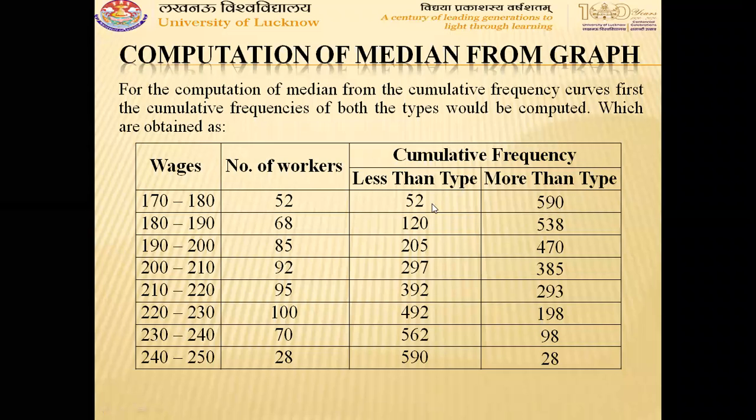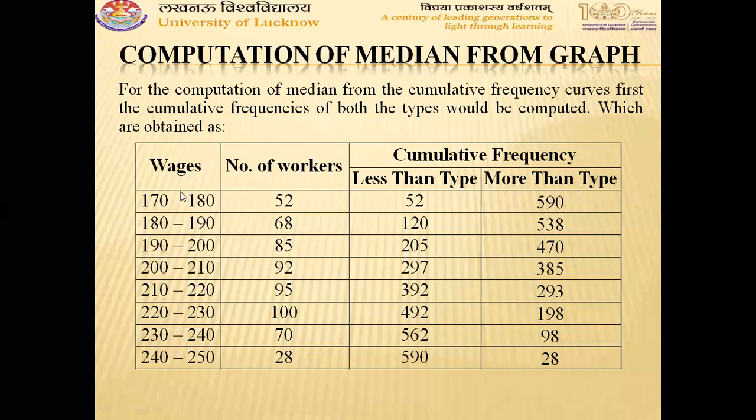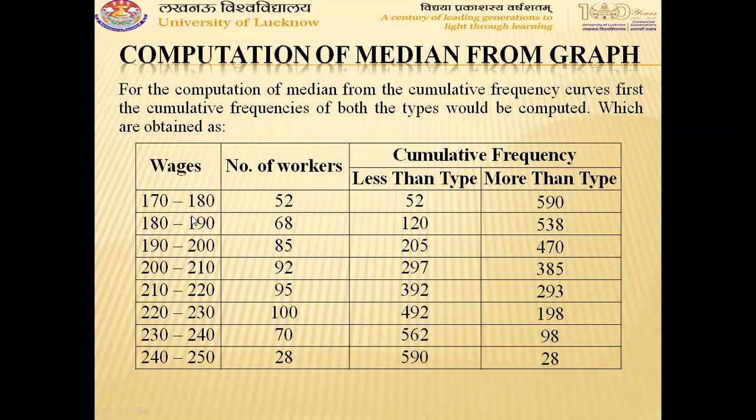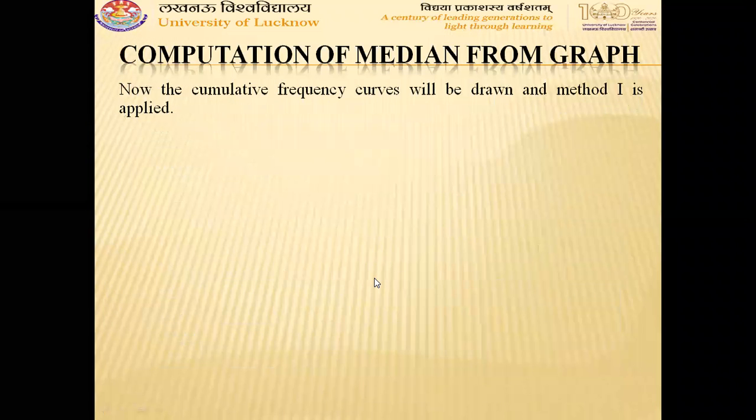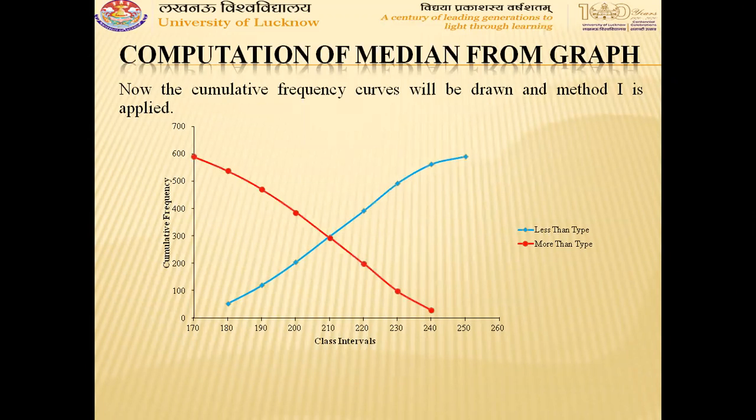Now, less than type cumulative frequency will be plotted against the upper limit, whereas more than type cumulative frequency will be plotted against the lower limit of the class interval. That is, 52 will be plotted against 180, 120 will be plotted against 190, 205 will be plotted against 200, and so on. Similarly, for more than type, 590 will be plotted against the lower limit, that is 170, 538 will be plotted against 180, 470 will be plotted against 190, and so on. So in this manner, the cumulative frequency curves of less than type and more than type are constructed.